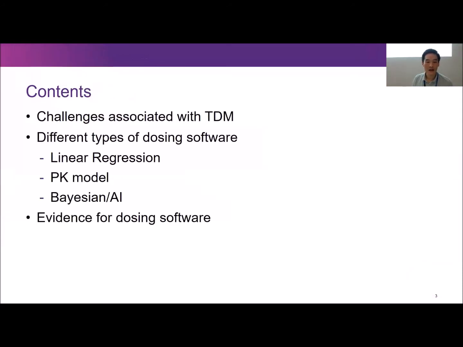This is just a quick outline of the different topics that I'll be talking about today. We'll briefly cover some of the challenges associated with therapeutic drug monitoring and how dosing software can help target those challenges. Broadly speaking, there are about 3 to 4 different types of dosing software, and the differences between them is essentially the model that underpins them. You've got linear regression programs, pharmacokinetic model programs, or dosing programs that use Bayesian forecasting. Artificial intelligence is a new and interesting one, which we'll talk about a bit later as well. We'll try to briefly cover the evidence for each of the different models that are out there.